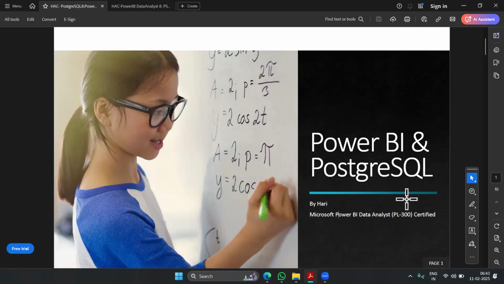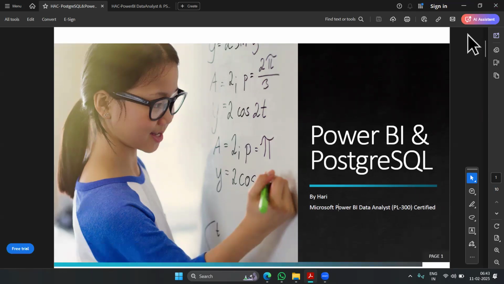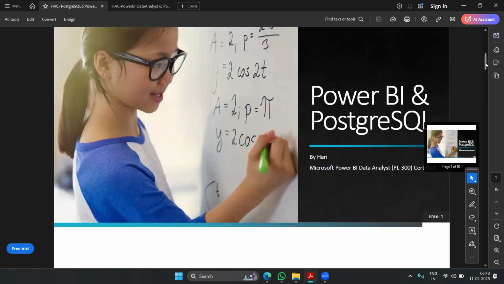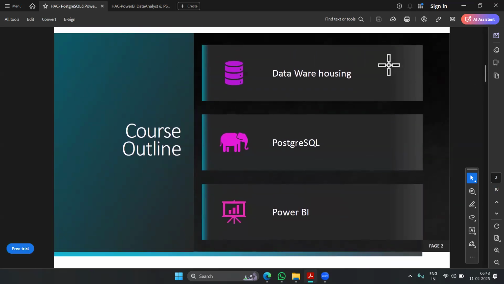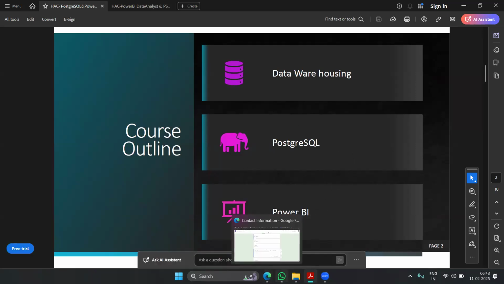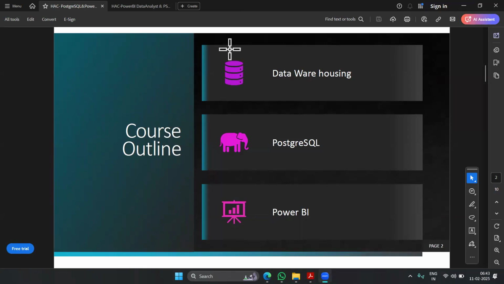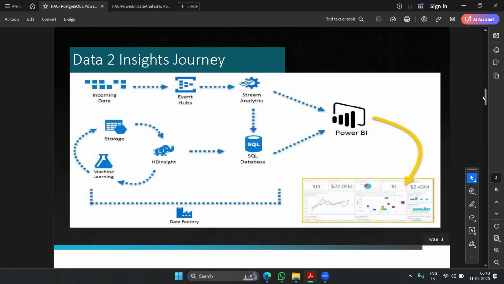Now, when it comes to our course, we have divided it into three parts: data warehousing, PostgreSQL, and Power BI. Why is it divided into three parts? Let me explain with a simple diagram. Let me show you this diagram.